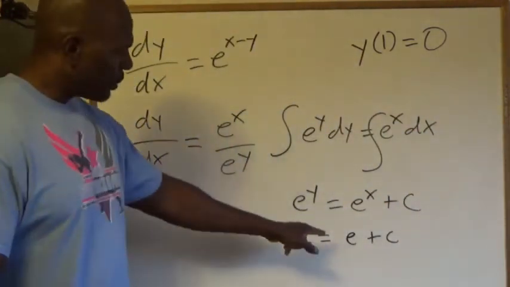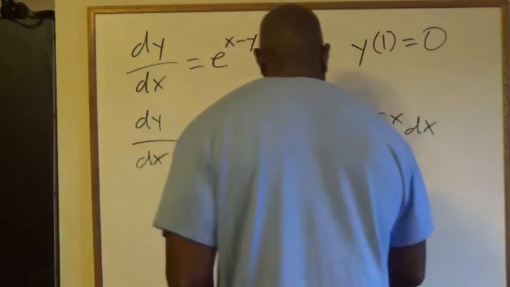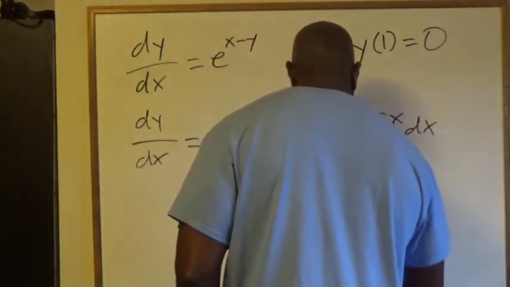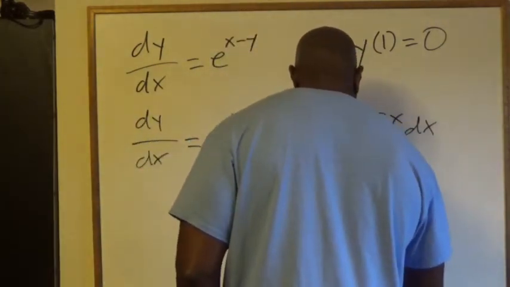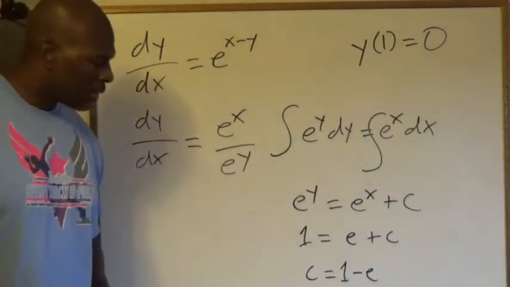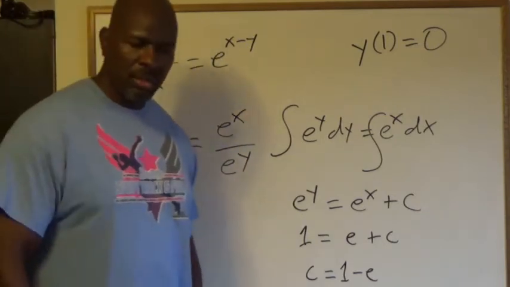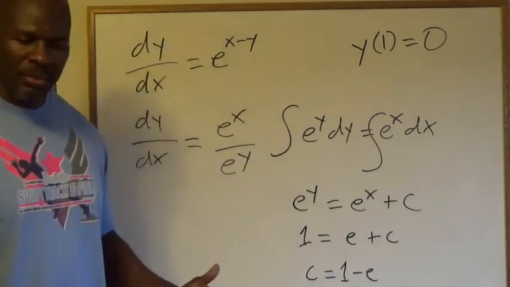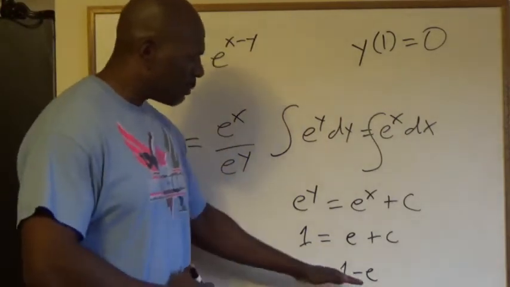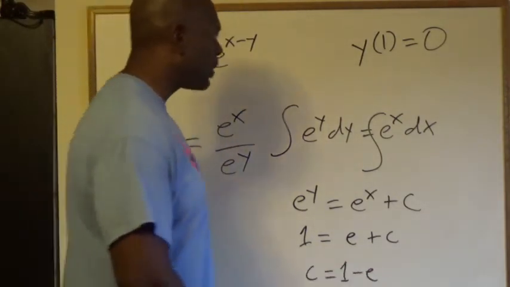So 1 equals e plus c. That means that c, if you subtract e from both sides, is 1 minus e. And that's fine for c. Don't think c has to just be some regular number. C can be in terms of e or in terms of pi or in terms of a lot of different things. So this is a very legitimate value for c. We're in very good shape right here.